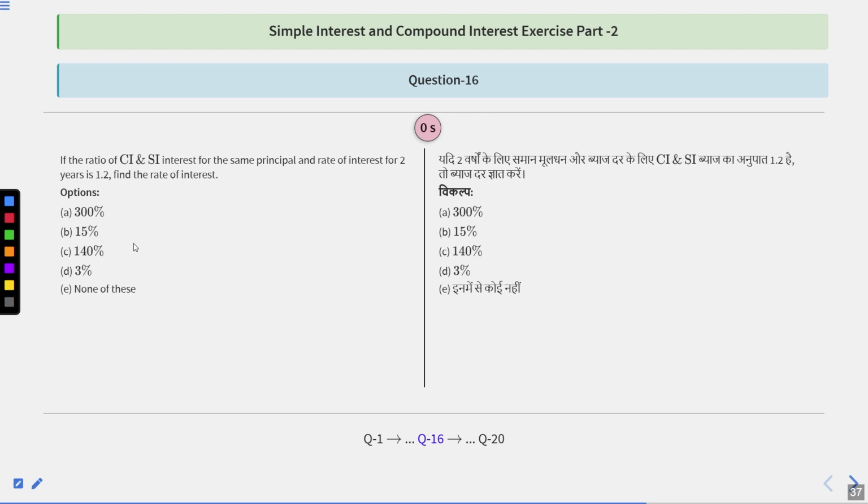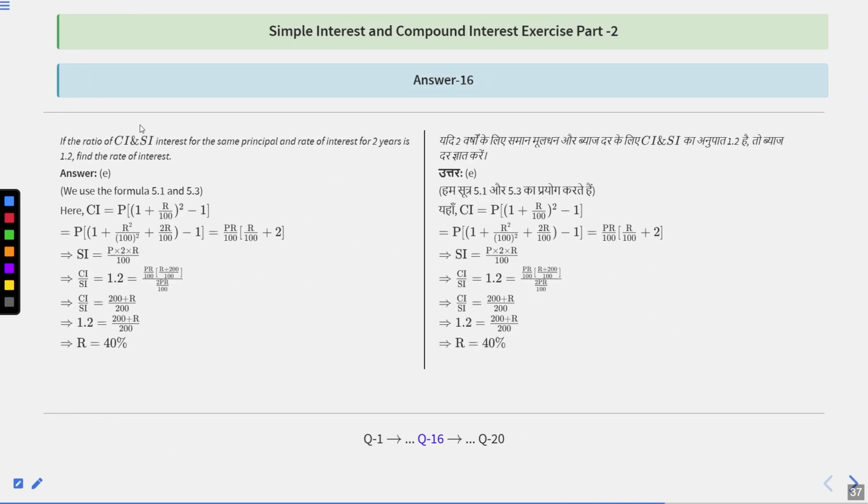Now time's up. Let's see the solution. In this question, the ratio of compound interest and simple interest is given, which is 1.2, and time is given. Clear? So what we can do is use the formula. Compound interest formula is principal in the bracket (1 + r/100)^2 − 1. So when we calculate it, we again use (1 + r/100)², which is (a + b)². We can use this formula: a² + b² + 2ab − 1. So when we calculate it, we get Pr/100 in the bracket (r/100 + 2).